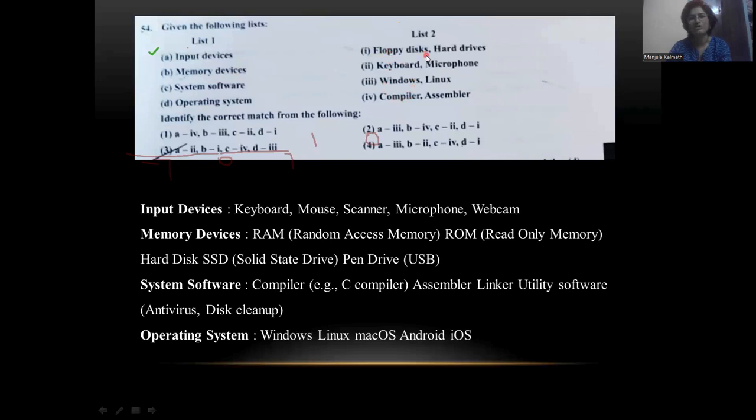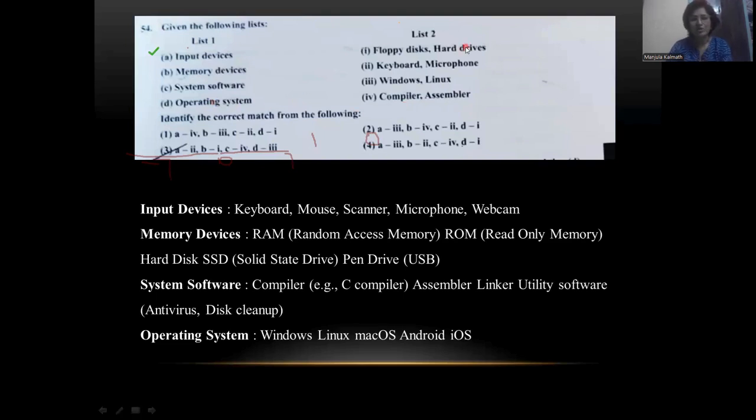Here we have a floppy disk as well as hard disk. Along with this, we have the latest SSD and pen drive. And next one, system software. System software means the compiler, assembler. Compiler is one of the system programs which can convert the high level language to the respective machine level language. And assembler will be converting the assembly language to the respective machine level language. And these are dedicated only for these tasks. These cannot be applied in different fields.